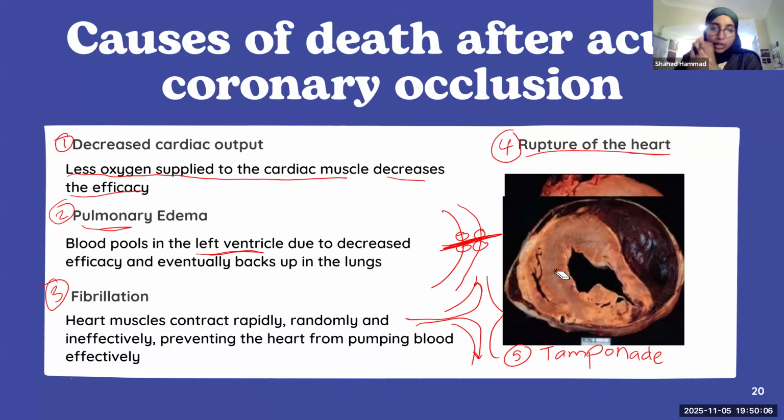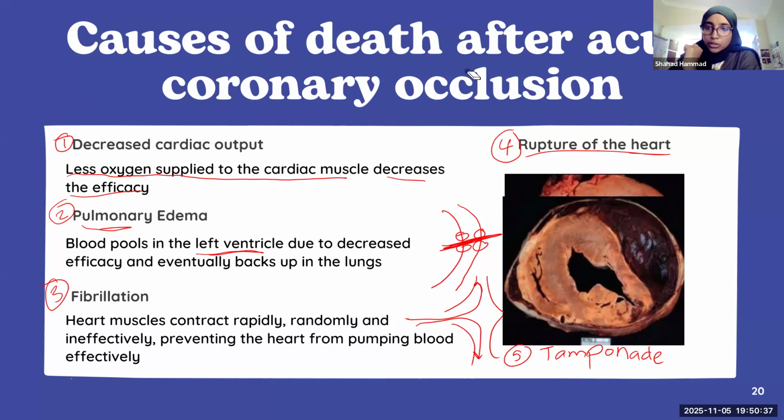Again, decreased cardiac output because of the decreased blood and decreased oxygen. Pulmonary edema because of the backup of the blood from the left ventricle to the left atrium to the lungs. Fibrillation because of the cutoff of blood supply and nerves. Rupture of the heart because the blood supply is being cut off. We have weakness in the muscles, which causes a rupture. And cardiac tamponade, which is the separation of the layers of the muscle and the accumulation of fluid. Okay, let's see some questions.